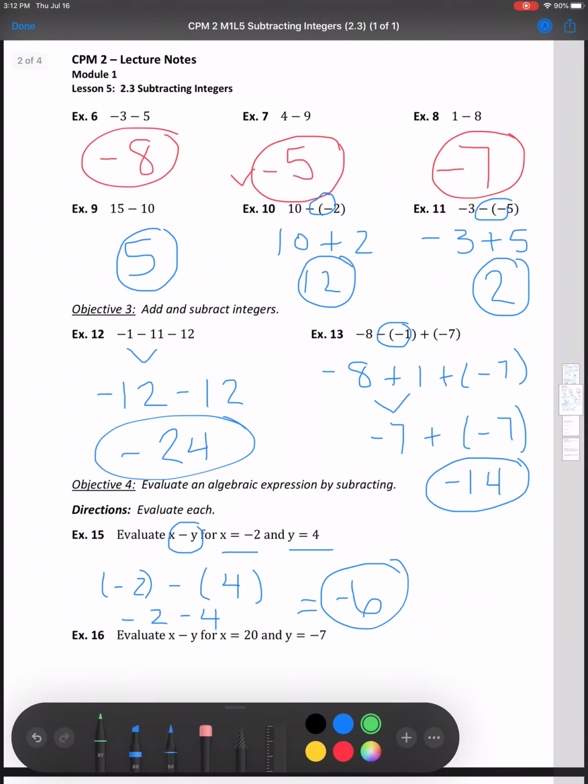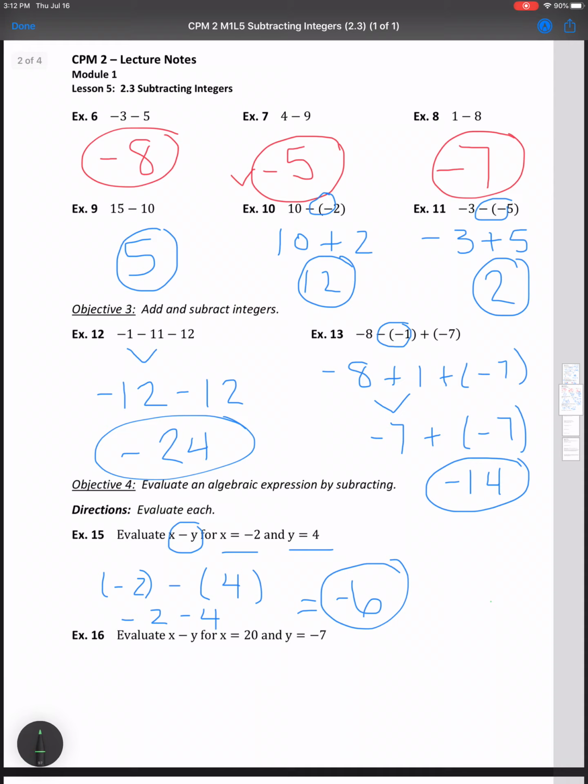Okay, looking at the next one. Sorry, let me switch colors here. There we go. Okay, so I'm going to go through, evaluate x minus y. I'm going to put parentheses every time I see a letter. Instead of x, I'm plugging in 20. Instead of y, I'm plugging in -7. So now, let's go ahead and clean that up. I know really that means a +7. And so as I think, well, 20 plus 7 is 27.